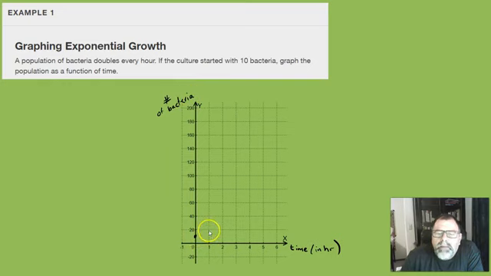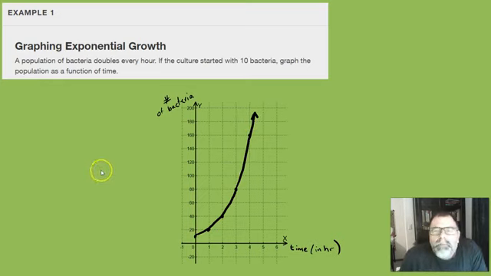Every hour it doubles, so it goes to 20, 40, 80, 160, and then 320, which is off the chart here. So you can see this curve is that exponential growth curve. Okay, so now if we want to figure out the equation of that, let's see here.